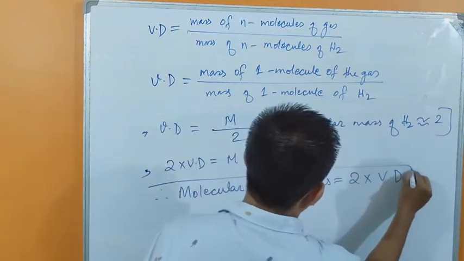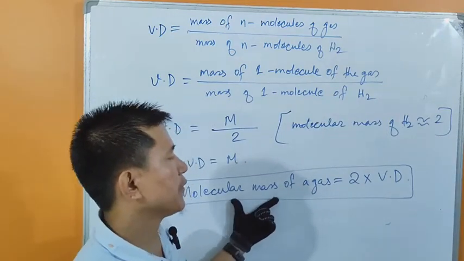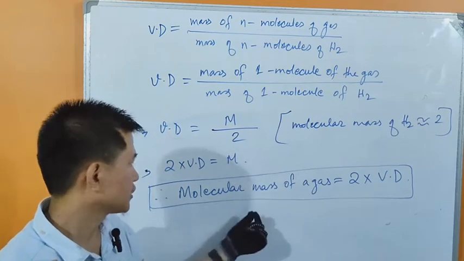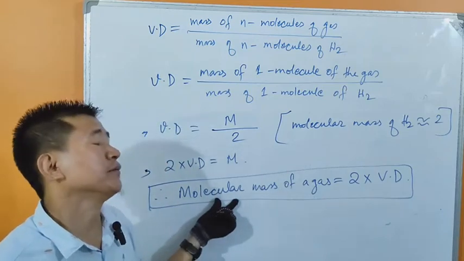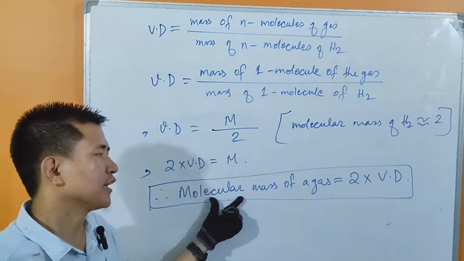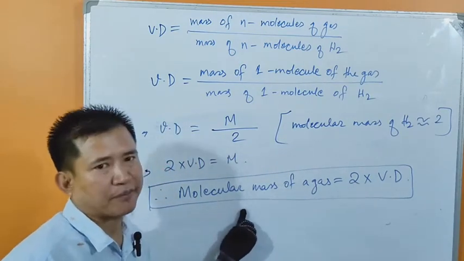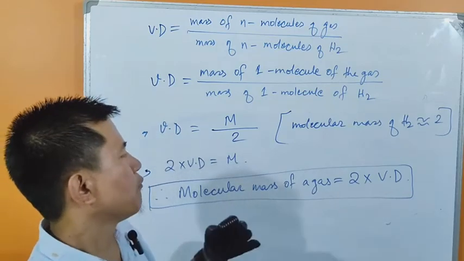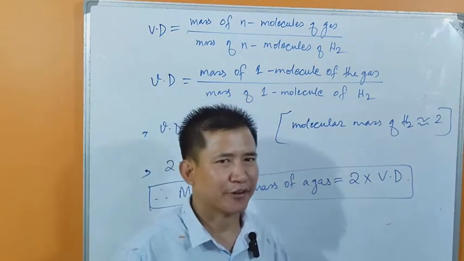If you know the vapor density of a gas, you can find the molecular mass of the gas by multiplying with 2, and if you know the molecular mass of the gas, you can find the vapor density by dividing with 2. You can bring this 2 down here. This is the relationship between molecular mass and vapor density of the gas and the application of Avogadro's law.